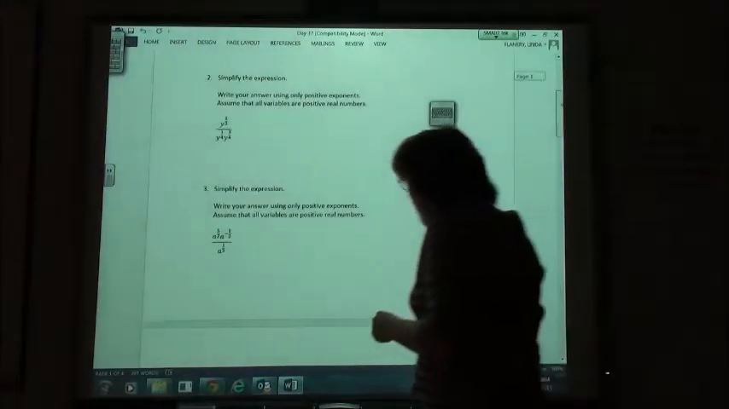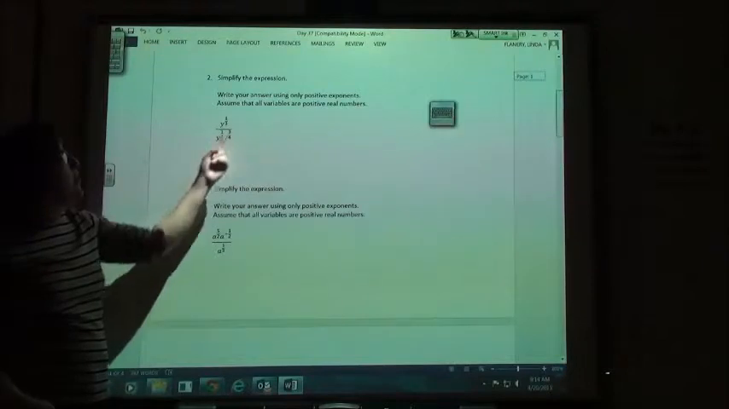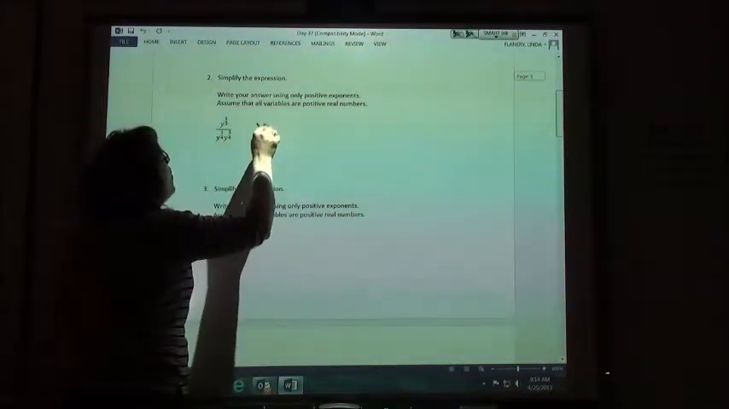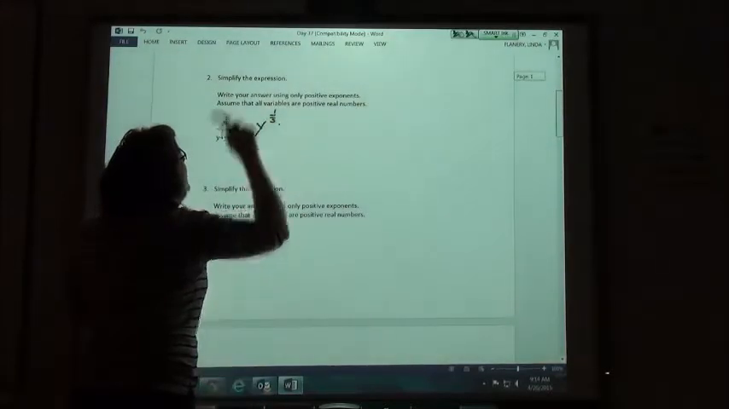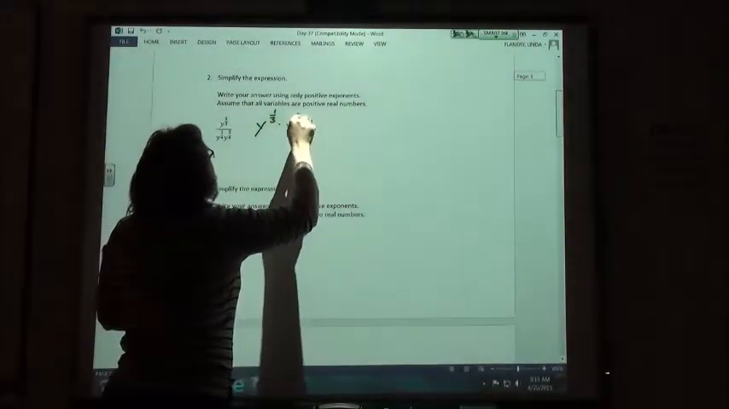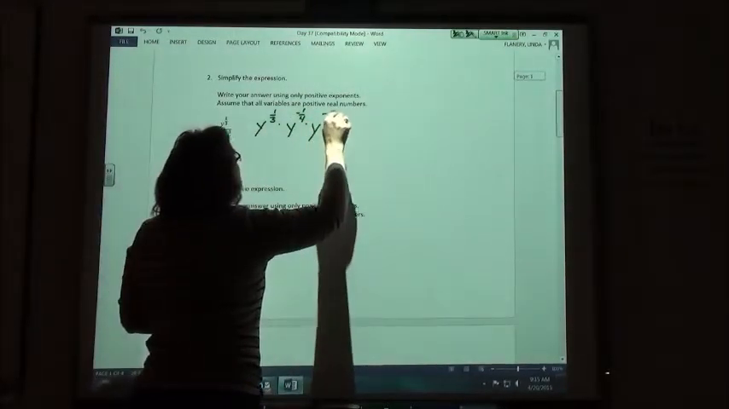So on the second one, same thing. This time we have two things in the denominator. We're going to move them both up to the numerator. So I'm going to have y to the 1/3 times, and then the next one would be negative 1/4, y to the negative 1/4, times y to the negative 3/4.